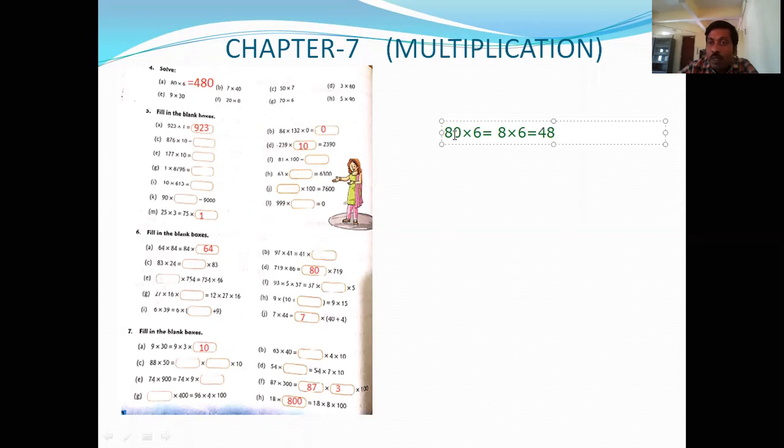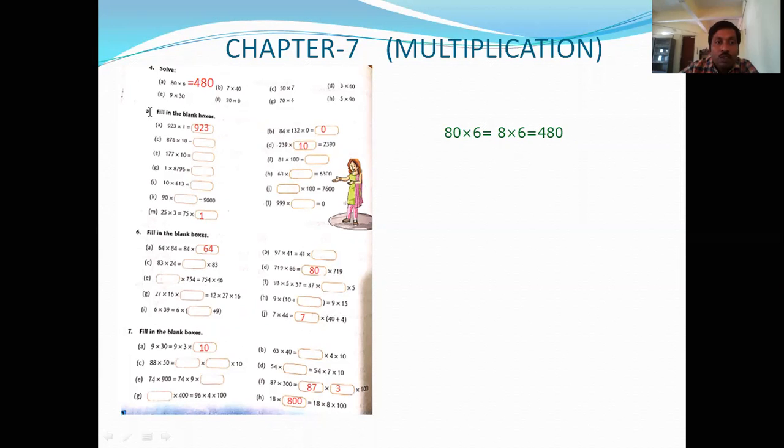Now, how many zeros are here? Yes, one zero. So we will insert the zero here. It makes 480. The answer will be 480. And we can solve all the questions of question number 4 in the same way. See the number of zeros and insert the zeros after the product of the rest of the numbers.